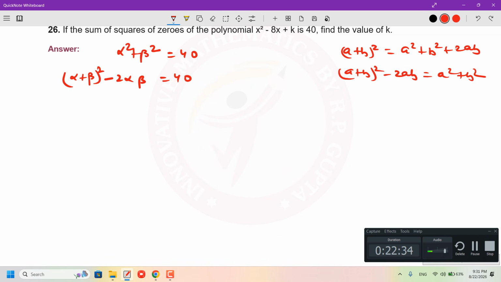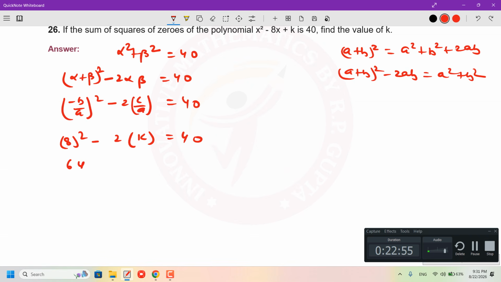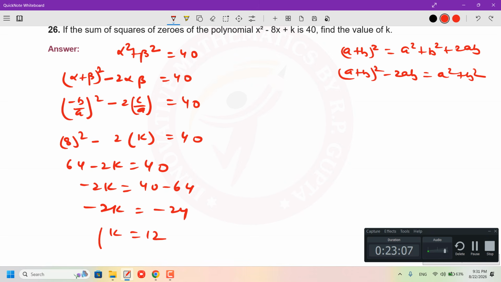So alpha plus beta is minus b by a, minus b by a whole square minus 2 into c by a equals 40. So minus b by a is 8, squared, minus 2 into c by a, which is k, equals 40. So 64 minus 2k equals 40, minus 2k equals 40 minus 64, minus 2k equals minus 24, so k equals 12.